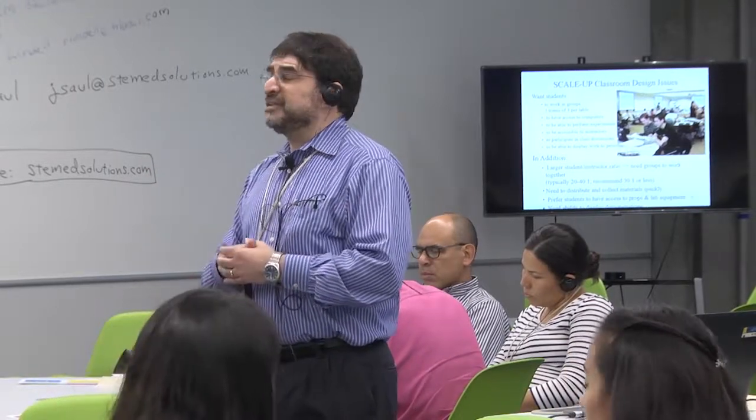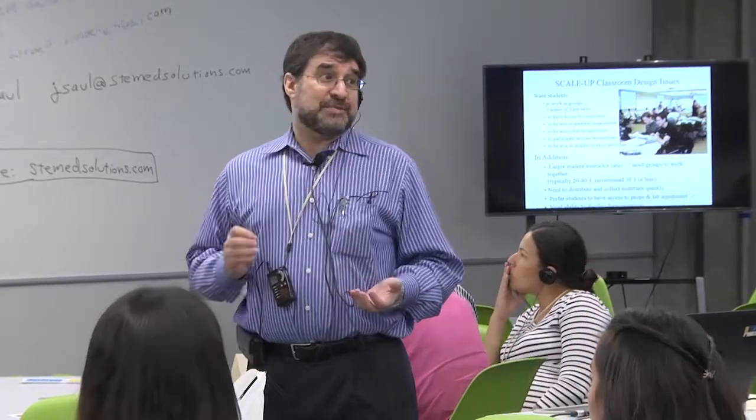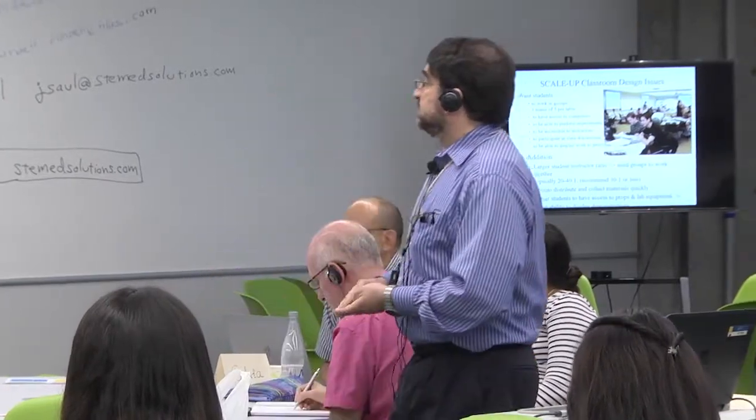But typically, you want to look at the student to faculty ratio. 20 to 40 to 1 is considered normal. 40 to 1 can be managed, but it is a little tricky. 30 to 1 or less is recommended. And again, you need to distribute and collect materials quickly.